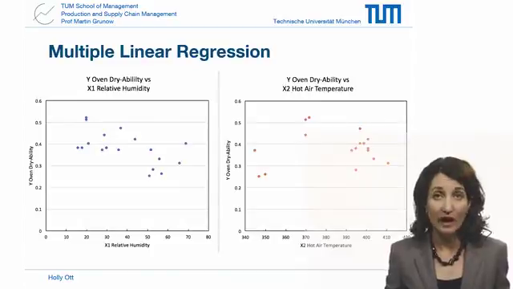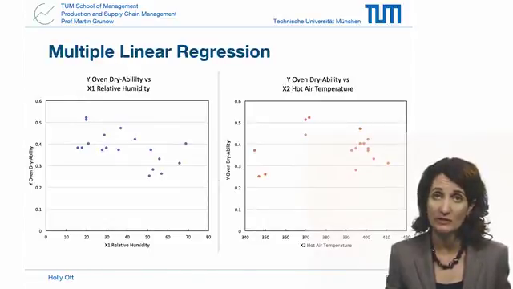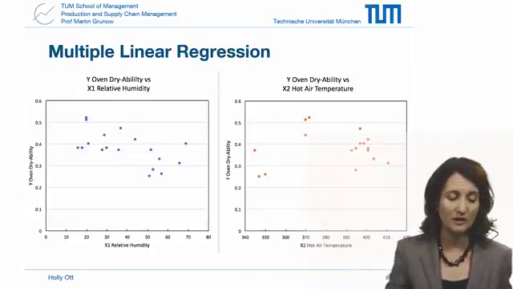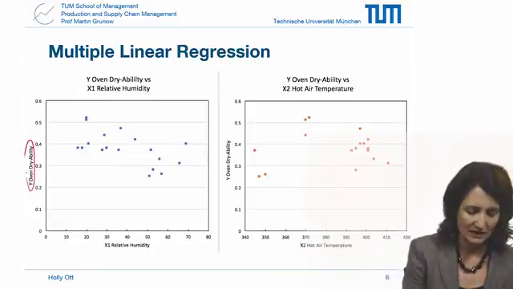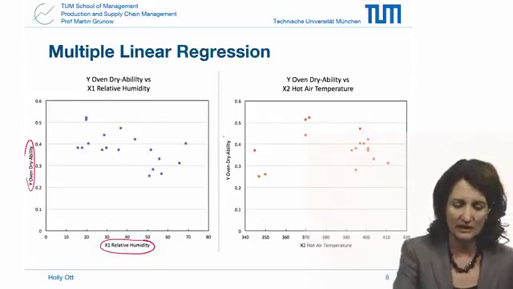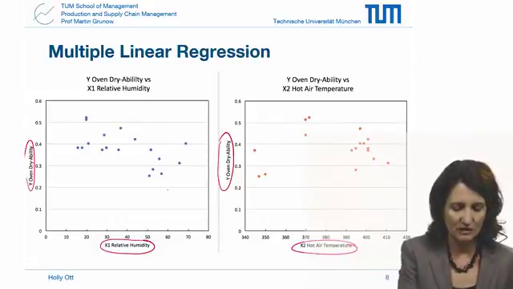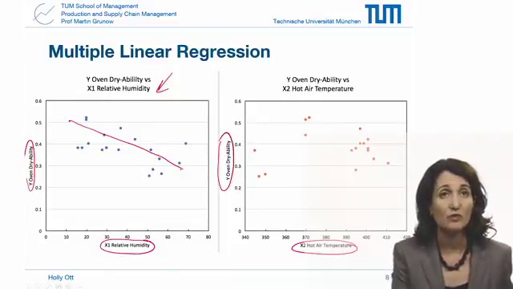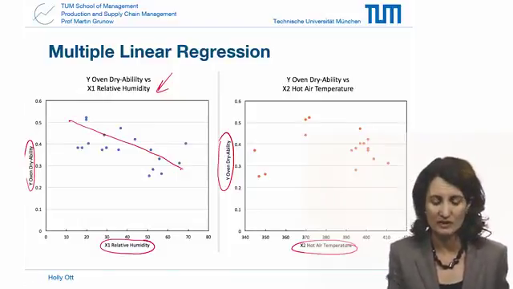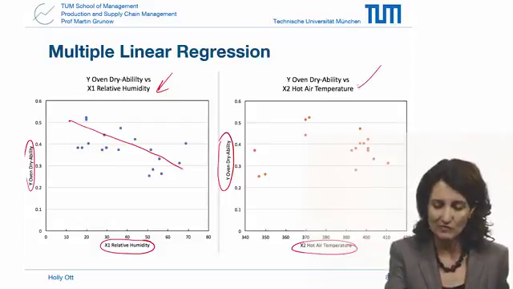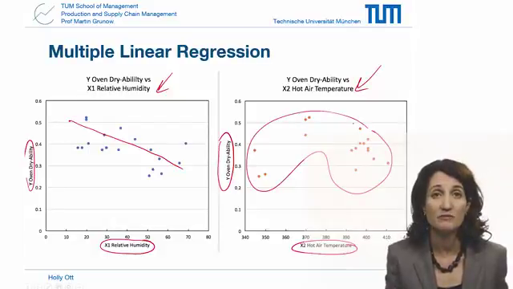So just for fun, I plotted two of our three input variables, x1, the relative humidity, and x2, the hot air temperature. I plotted the oven dryability as a function of relative humidity, and then again, oven dryability as a function of x2. This graph is the same graph we've seen before, where we had our linear regression and we saw that the R squared was about 31%, 32%. Here for x2, it's very hard to see what's happening. This relationship is very, very unclear.